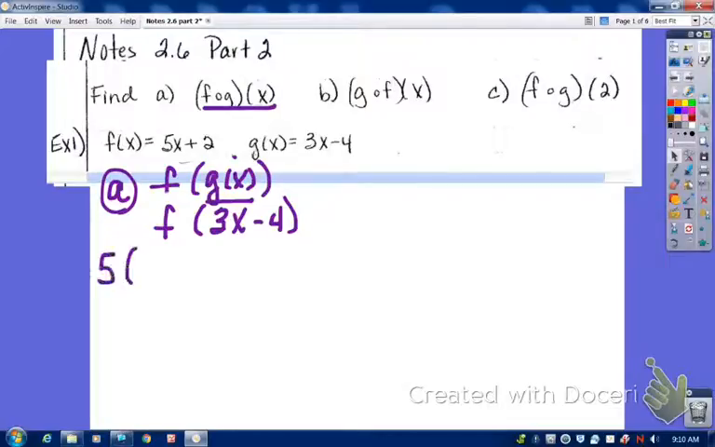5 parentheses. What are we going to put into that X? 3x minus 4. And then we still have to add 2. So F composite G of X means we're taking the G of X function, we're shrinking it up, and we're putting it over into the X's that are in F of X. And then you just distribute the 5 and combine like terms.